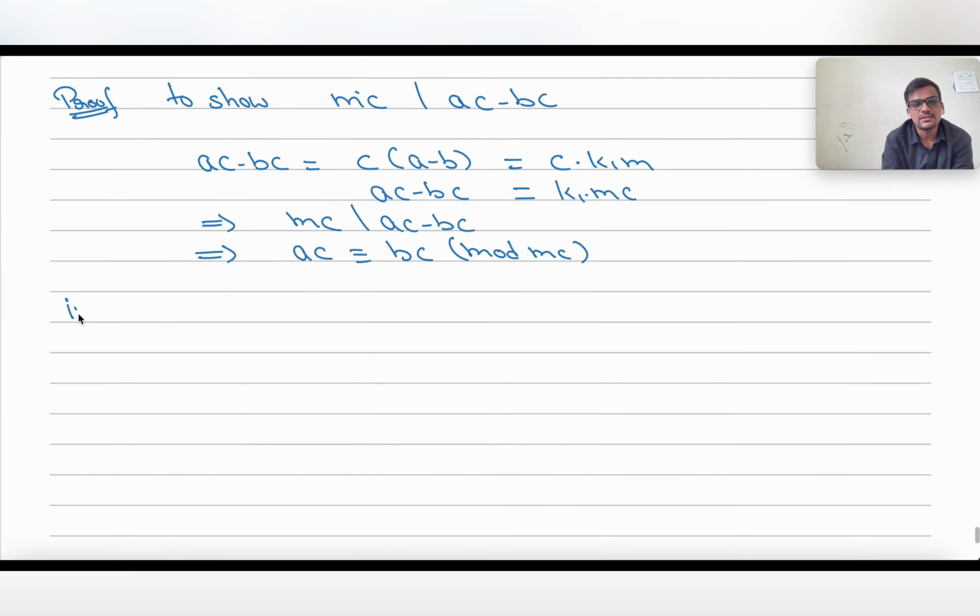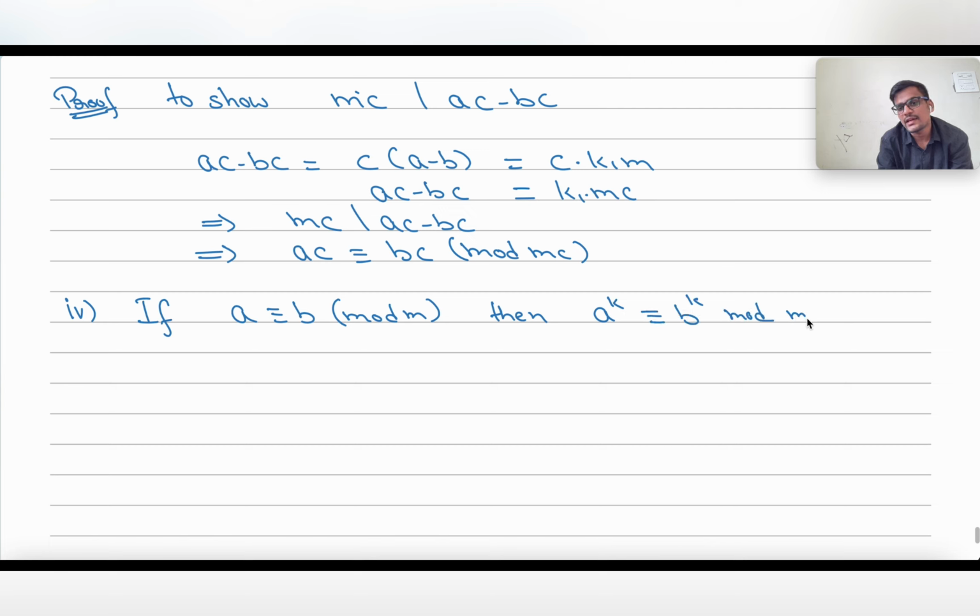The fourth property is what? Suppose we have A is congruent to B modulo M, then A to the power K is congruent to B to the power K modulo M, where K has to be positive, or we can say K belongs to the natural numbers. Then the power K will also hold, right?